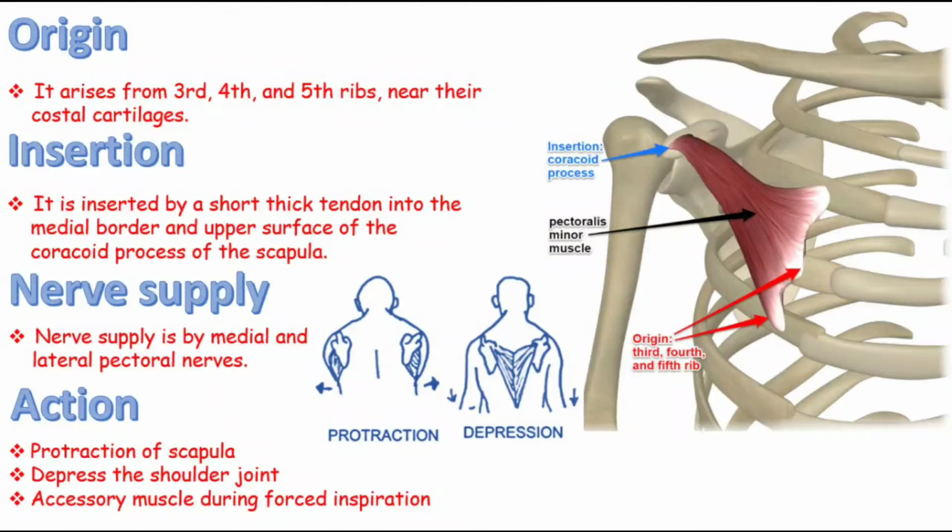Now let's move on to the origin. It arises from the 3rd, 4th and 5th ribs near their costal cartilages. It is inserted by a short thick tendon into the medial border and upper surface of the coracoid process of the scapula. It is supplied by medial and lateral pectoral nerves, similar to the pectoralis major muscle. It helps in protraction of the scapula. It depresses the shoulder joint. It acts as an accessory muscle during forced inspiration. In the diagram you can see clearly the origin and insertion of the pectoralis minor muscle.